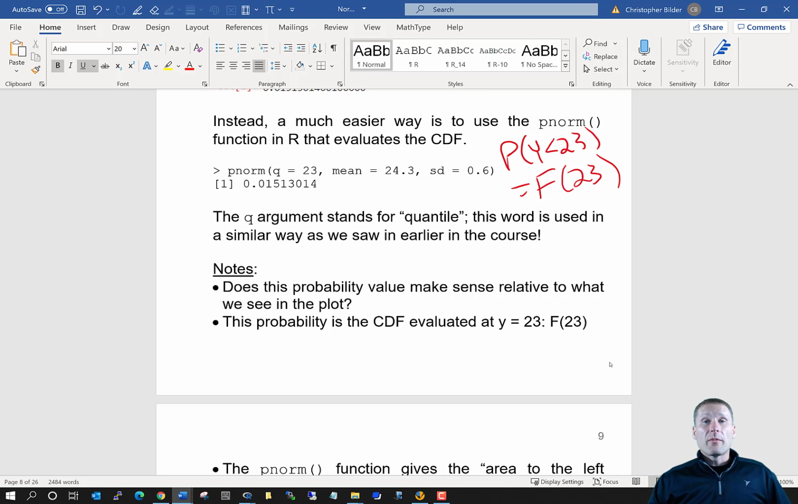And as we've seen with other probability distributions, there is a function in R that automatically finds or evaluates the CDF for us. And in R, it's pnorm for the normal probability distribution. And so if I put in for the q argument for quantile, 23, put in mu, put in sigma, I get that probability that I need quite simply, 0.015 again. So in other words, 23 is the 0.015 quantile from this normal distribution.